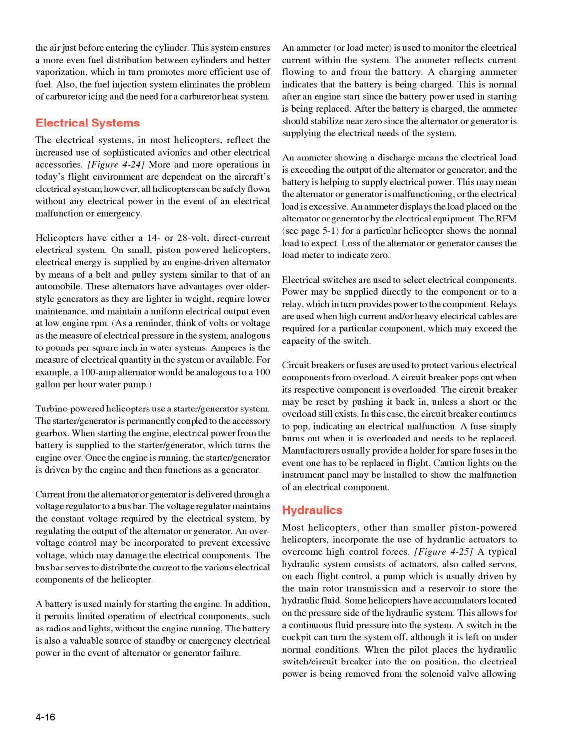After the battery is charged, the ammeter should stabilize near zero since the alternator or generator is supplying the electrical needs of the system. An ammeter showing a discharge means the electrical load is exceeding the output of the alternator or generator, and the battery is helping to supply electrical power. This may mean the alternator or generator is malfunctioning, or the electrical load is excessive.